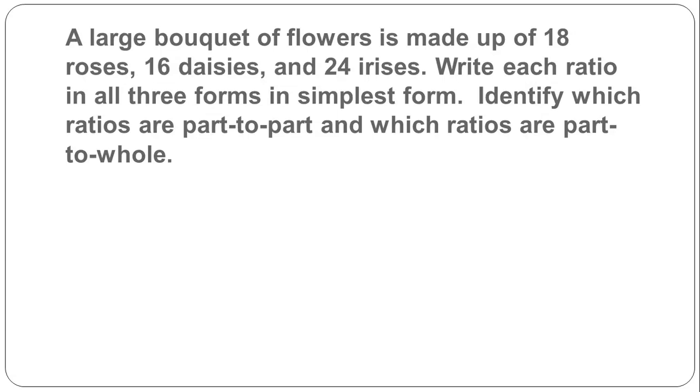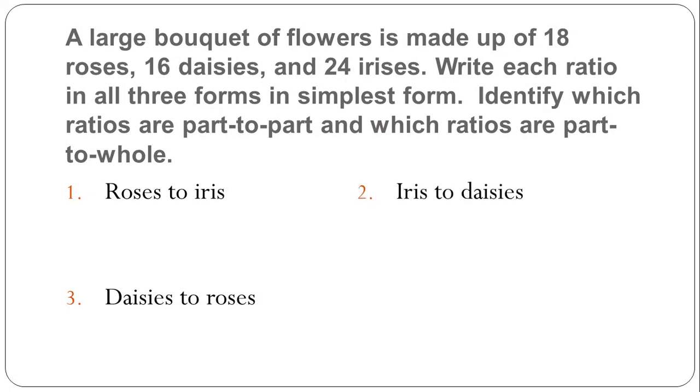So, a large bouquet of flowers is made up of 18 roses, 16 daisies, and 24 irises. Write its ratio in all three forms and simplest form. Identify which ratios are part to part and which ratios are part to whole. Ayan. So, roses to iris. Hindi ko alam yung flowers eh. Okay, so daisies to roses and iris to daisies, and then last is all flowers to roses.